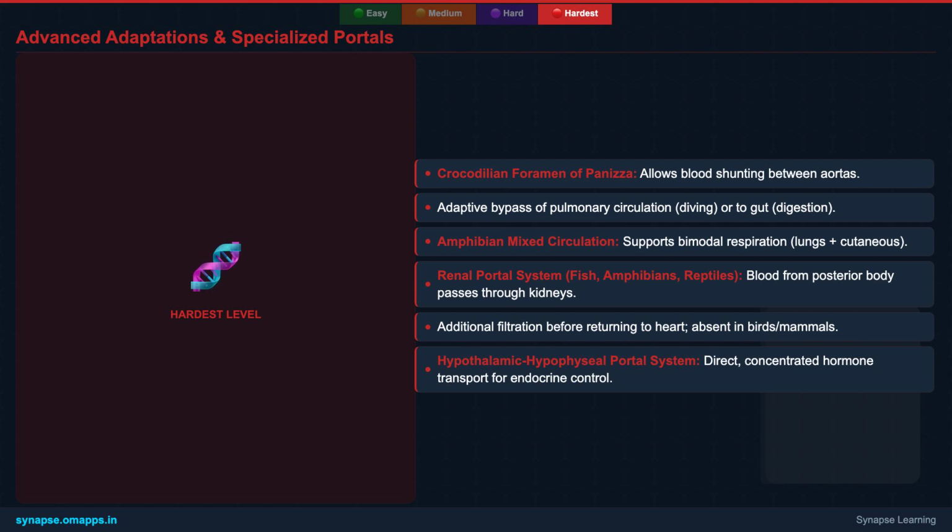The mixed blood allows for efficient gas exchange across their moist skin, even when lung respiration is limited. Beyond the well-known hepatic and hypophyseal portal systems, consider the renal portal system, present in fish, amphibians, and reptiles but absent in birds and mammals. Here, deoxygenated blood from the posterior body parts passes through the kidneys before returning to the heart. This provides an additional filtration step for waste removal from this specific blood supply.